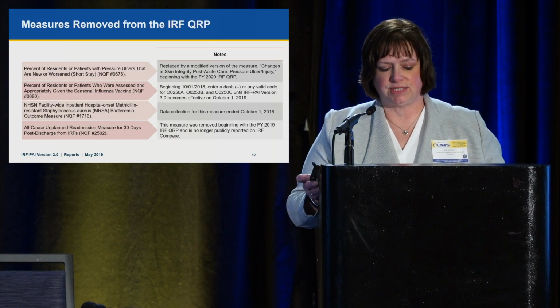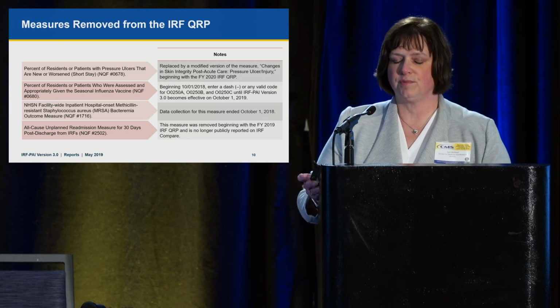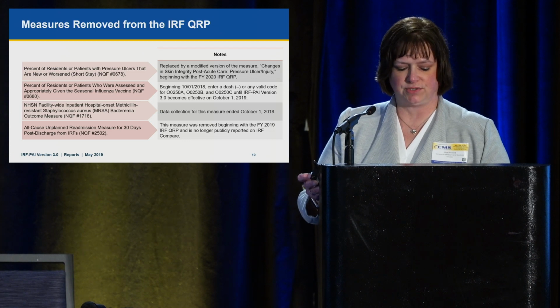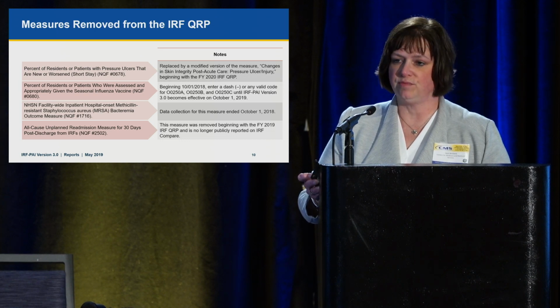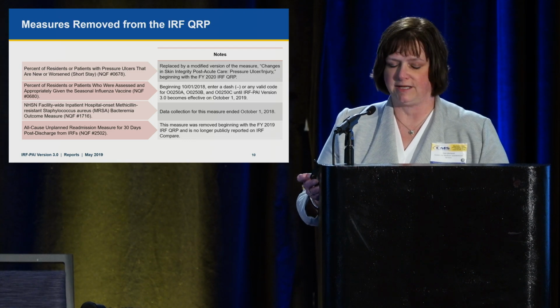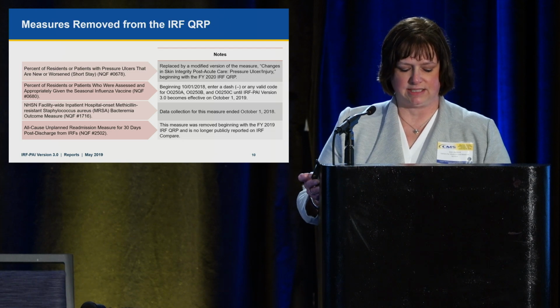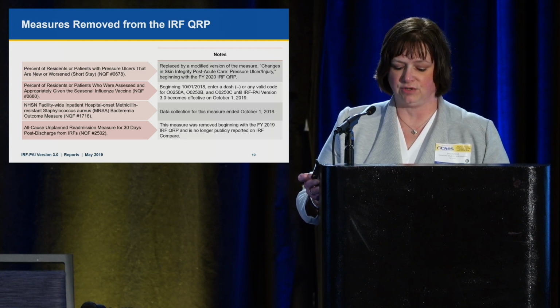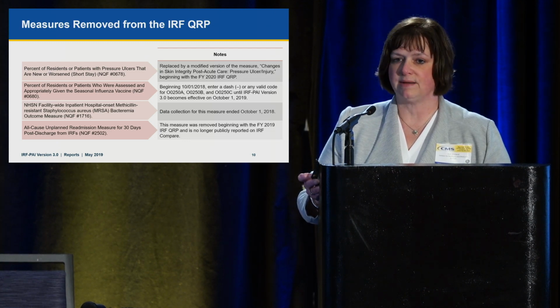Here's a list of measures that have been removed from the IRF QRP. For the percent of residents or patients with pressure ulcers that are new or worsened, the data will continue to display on the IRF Compare website for the old measure until the new measure, pressure ulcer or injury, replaces it in the fall of 2020. For the percent of residents or patients who were assessed and appropriately given the seasonal influenza vaccine, the last refresh for this measure data on IRF Compare will be December 2019.